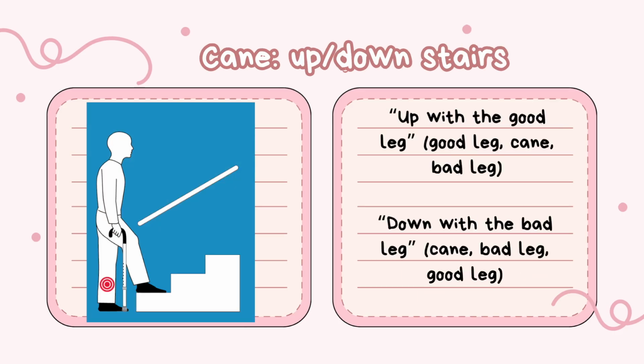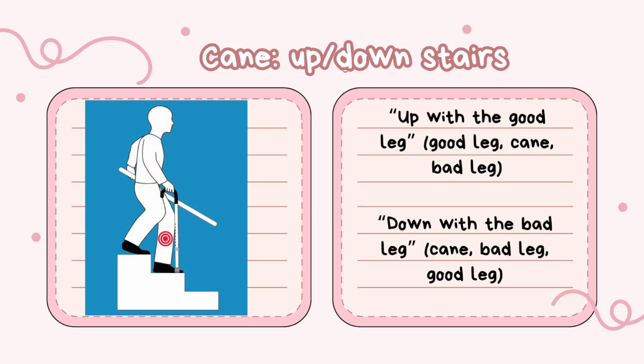When using a cane up and down stairs, it's the same premise as crutches. Remember, up with the good leg, down with the bad. When going upstairs, the patient will move their good leg up, then the cane, then their bad leg. When going downstairs, the patient will move the cane first, then the bad leg, then the good leg.